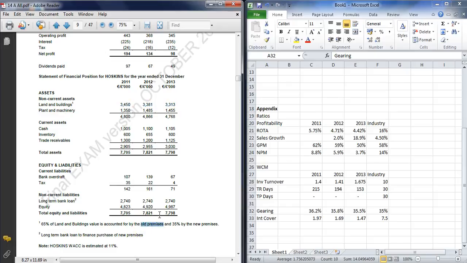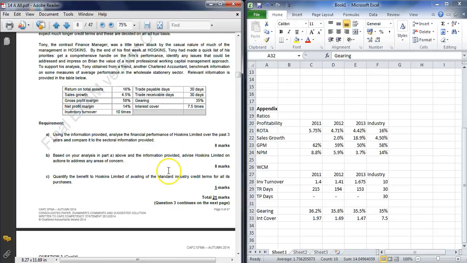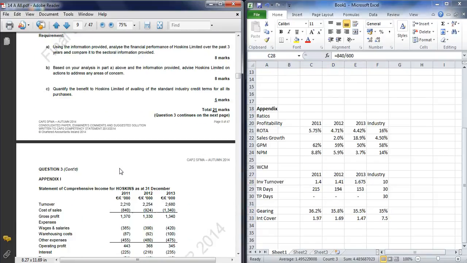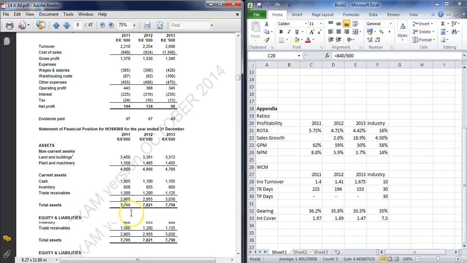So that's how you make strategic use of the narrative in the question. You know the old premises there, it's really just gradually filling with inventory. So a good student will link that and say sell down that inventory to improve this turnover, and then use the proceeds for the premises to pay down some of the debt.